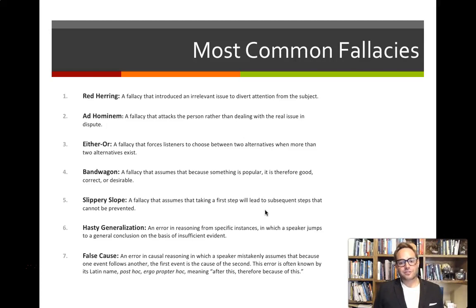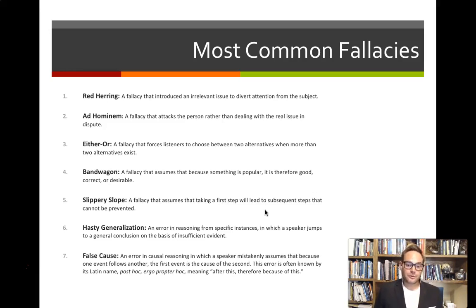This is a fallacy that introduces an irrelevant issue to divert the attention away from the subject. Ad hominem is a fallacy that attacks the person rather than dealing with the real issue in dispute. Either or, this is a fallacy that forces listeners to choose between 2 alternatives when more than 2 alternatives exist. Bandwagon, a fallacy that assumes that because something is popular, it is therefore good, correct, or desirable. So everyone's jumping on the bandwagon, with all sorts of things in popular culture or mainstream media.